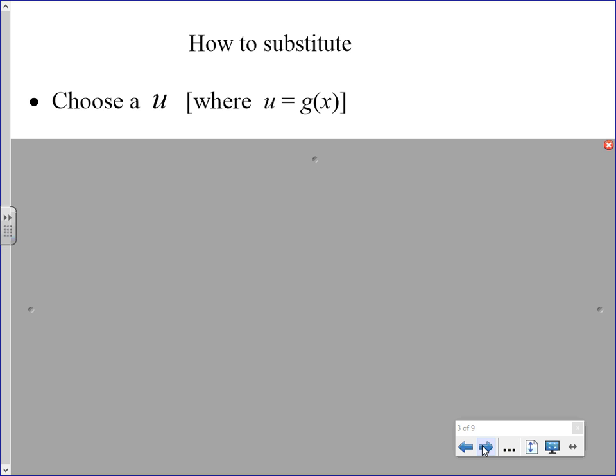So, how do we substitute? First of all, and this seems pretty understandable, we have to define what u is. Okay? Like I said on the slide before, you're going to want to try to choose the inside function of a composition to let u equal that.